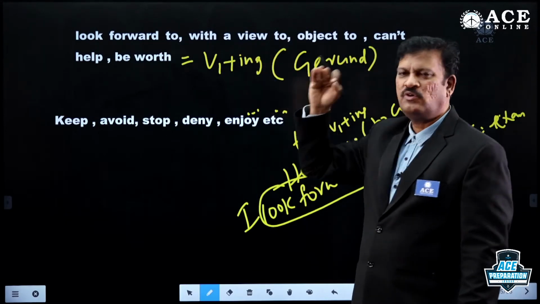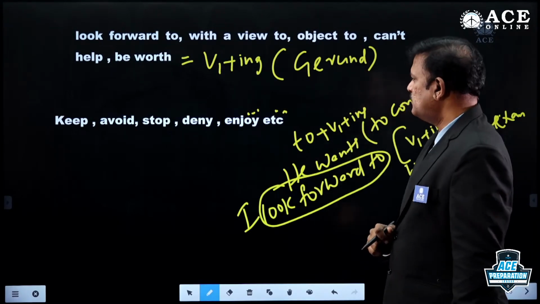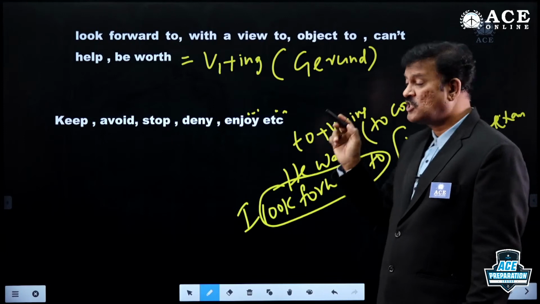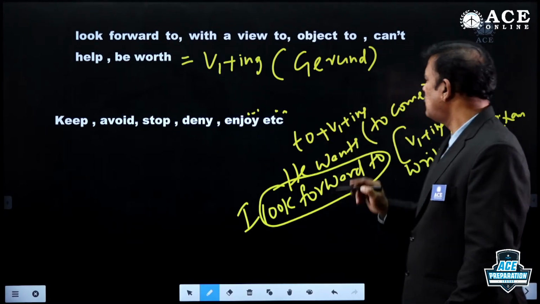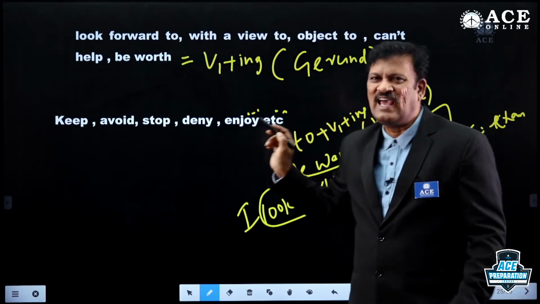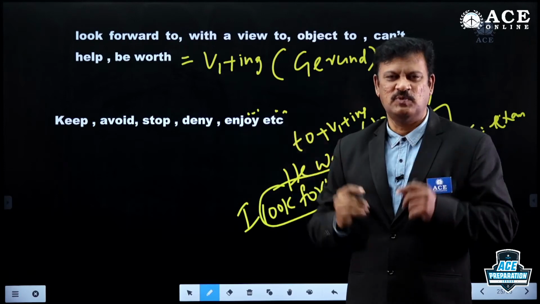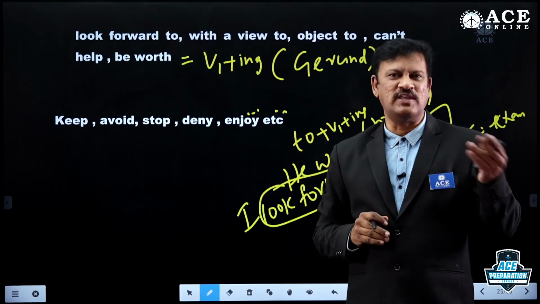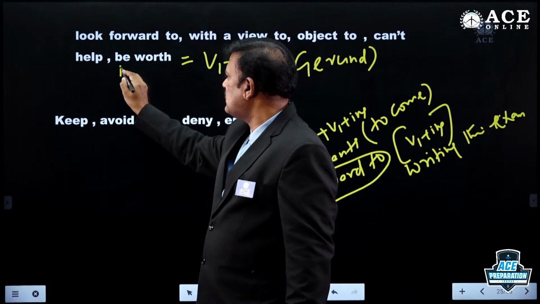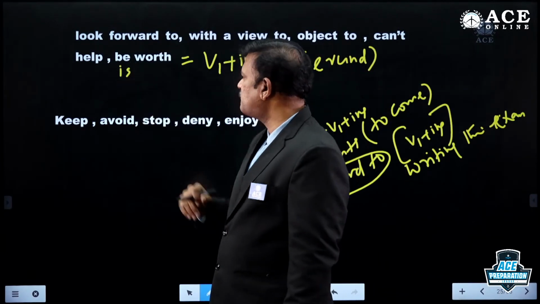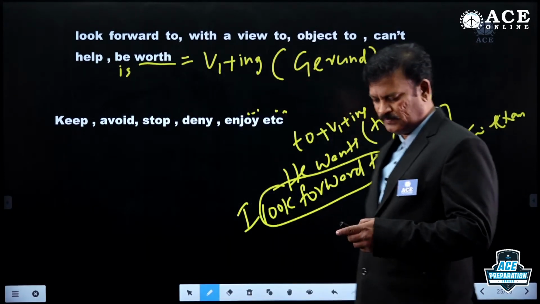With a view to, V1 plus ing form. With a view to learning, you are here. I object to your talking. Okay? I can't help doing this. I can't help watching this movie. I can't help going out. Look at this formation. And be form means is, am, are, was. After that, the verb and V1 plus ing form.